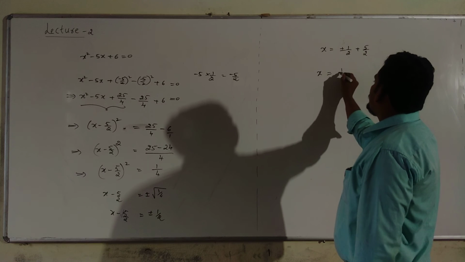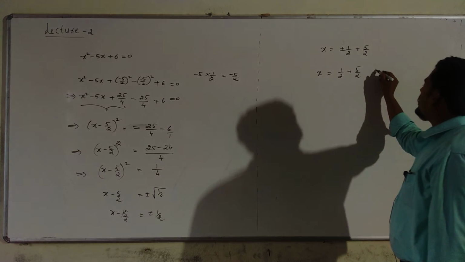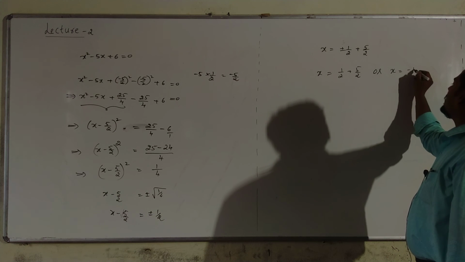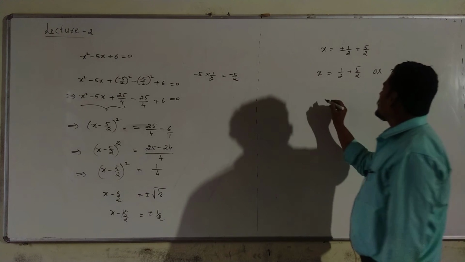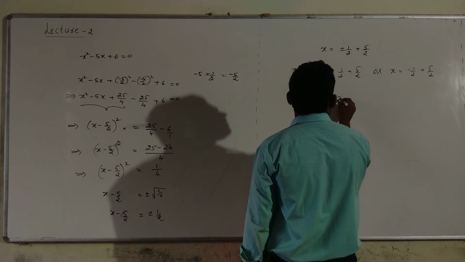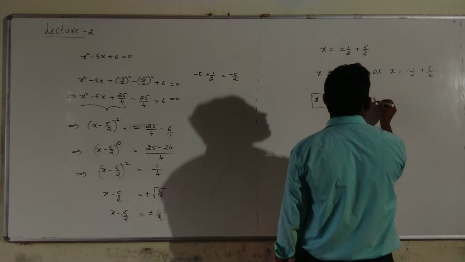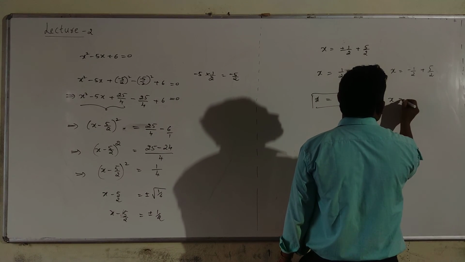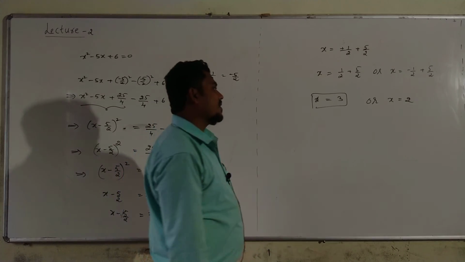Therefore, x equals 1 by 2 plus 5 by 2, it is one of the values, or the other value is x equals minus 1 by 2 plus 5 by 2. Therefore, x equals 3. Just take the LCM and simplify. Or x equals 2. Minus 1 plus 5, that is 4 divided by 2 is 2.